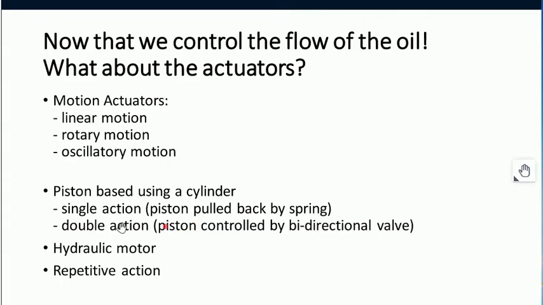We've got a hydraulic motor. We talked about this a bit earlier. And then we've got repetitive action. That's the oscillatory motion, where something happens again and again and again. Again, this can be done by hydraulics.